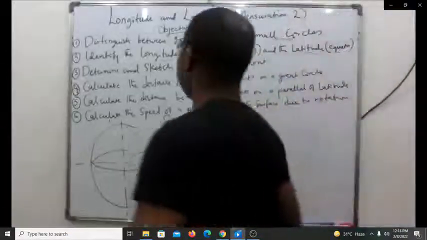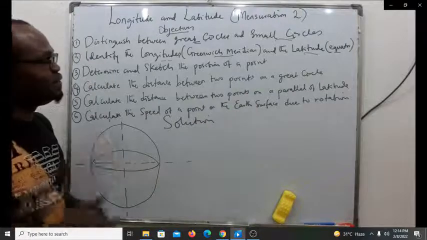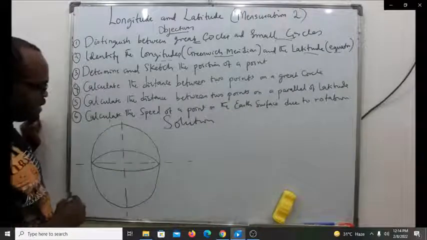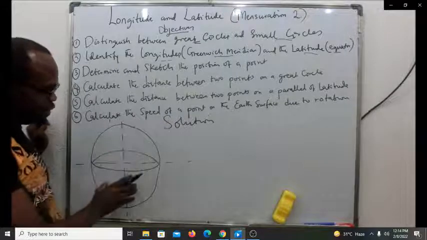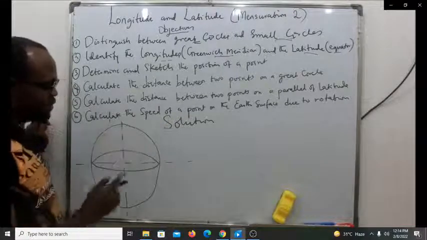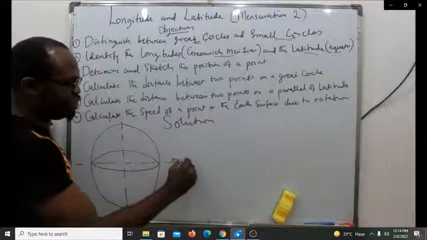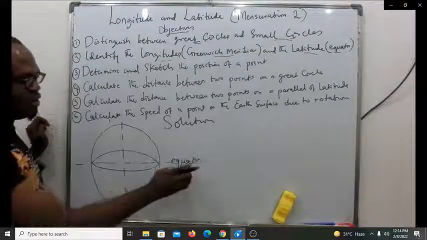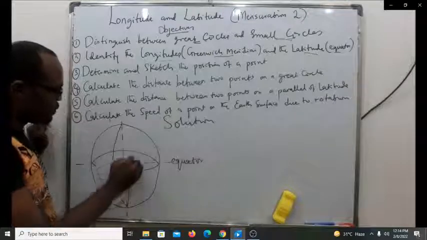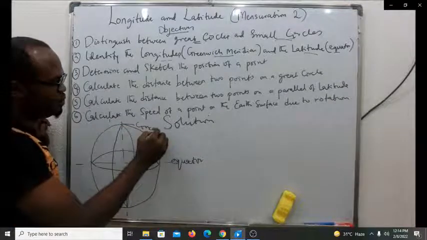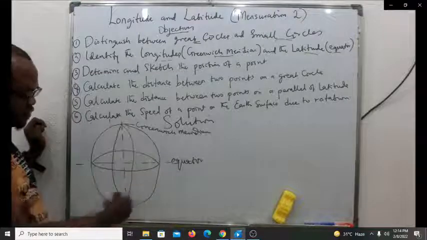Now, we should also be able to calculate the distance between two points on a great circle. And I told us that great circles are those circles that if you cut the earth through them, you get a perfect equal side. So let's say you cut the earth through this circle, you are going to have equal sides. Once you cut the earth through the equator, you get two equal parts because the equator is a great circle. If you also cut the earth through the Greenwich meridian, you also get two equal parts if you cut the earth through this.